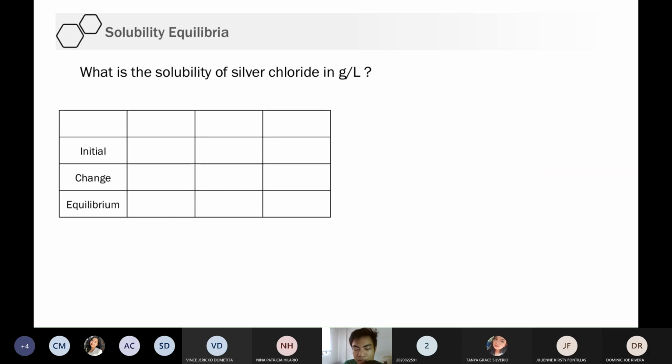What is the solubility of silver chloride in grams per liter? So we are asked kung ano yung solubility in grams per liter ng AgCl. So we show first paano yung dissociation niya into ions. We can write it as AgCl, solid, because we know silver chloride is a precipitate. So that's AgCl solid, and that will equilibrate into its ions.